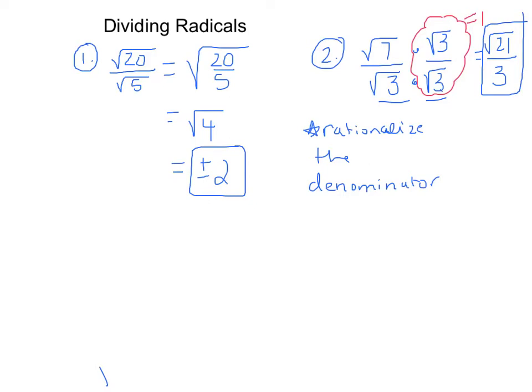Now one thing I want you to be careful of is don't try and cancel this 3 into the 21, because the 21 is under a radical. It's the square root of 21, and 3 is just a whole number. You can't cancel unless they are both under the radical.